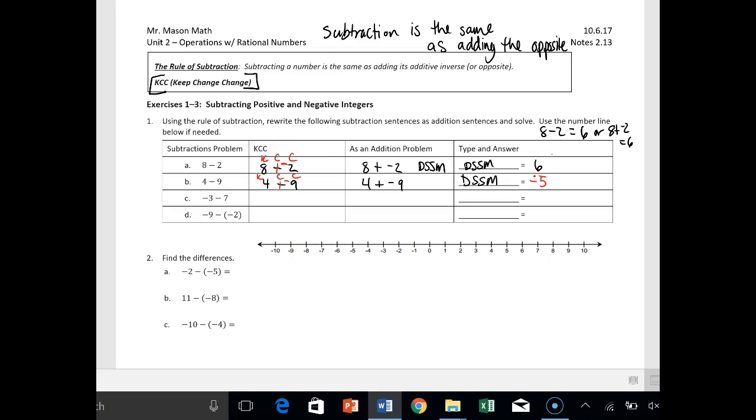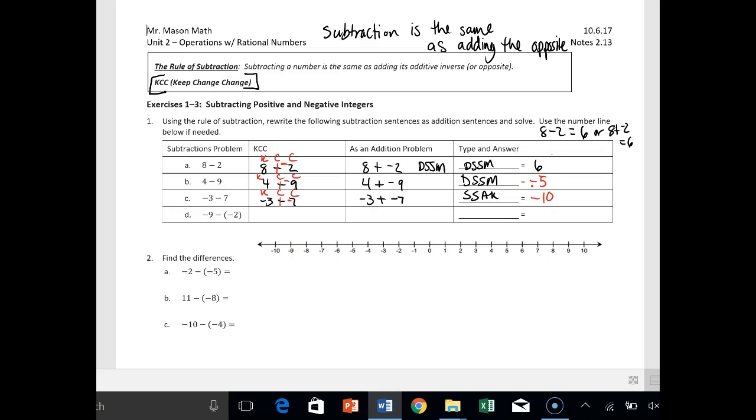All right, let's look at C. It's going to be a little bit different. So we have negative 3 minus 7. We're going to keep the negative 3 exactly how it is. So don't do anything with this. A lot of people have the tendency to put a plus sign there. No, don't do anything with that. Change, change, plus a negative. All right, so that becomes negative 3 plus negative 7. That's same signs, add, keep, because they're both negative. And that will give us not 10, but negative 10.